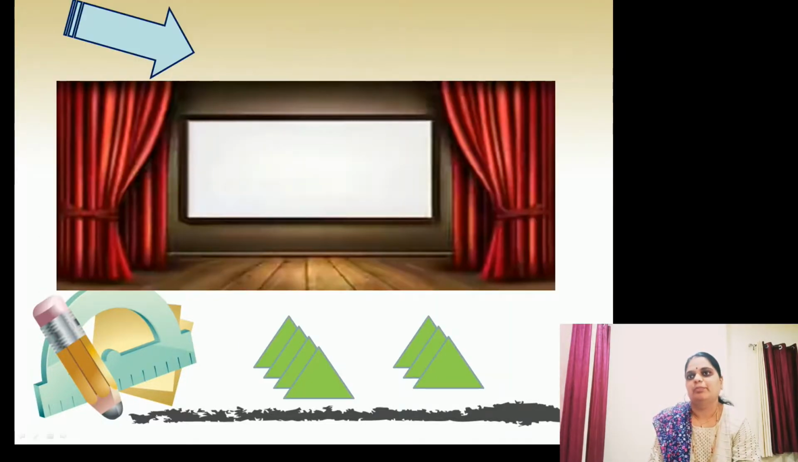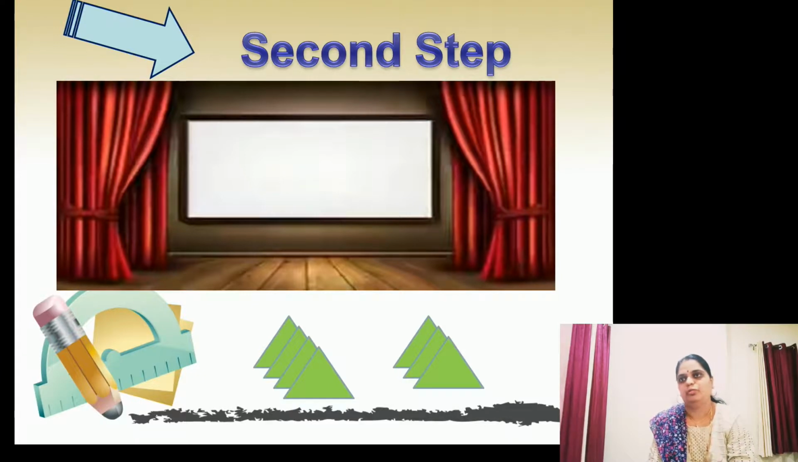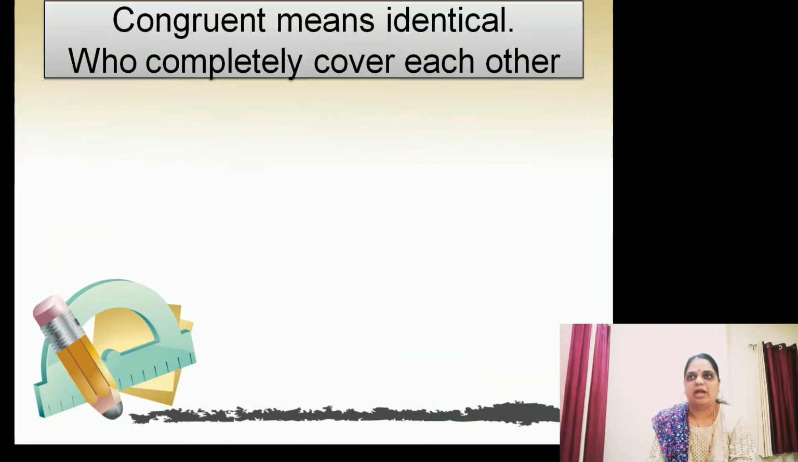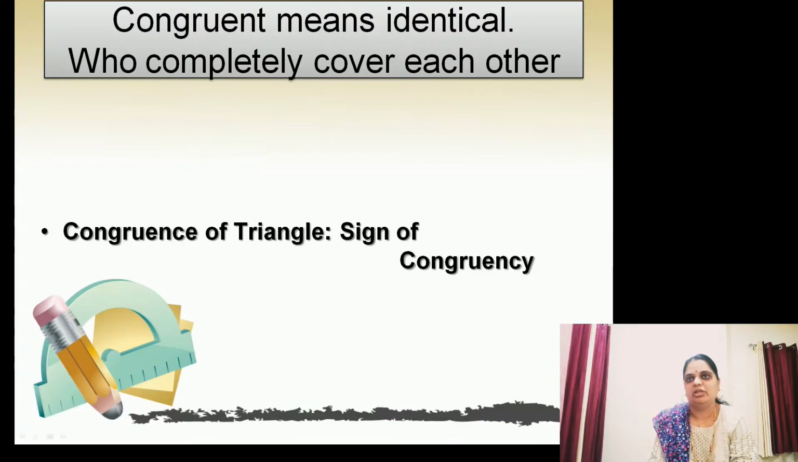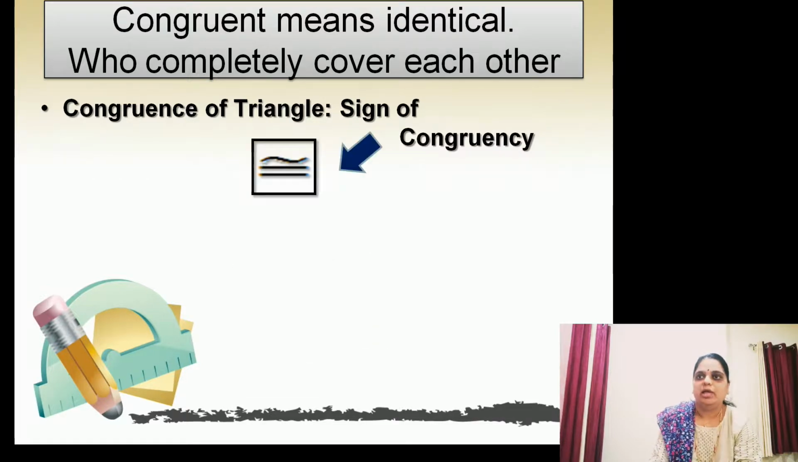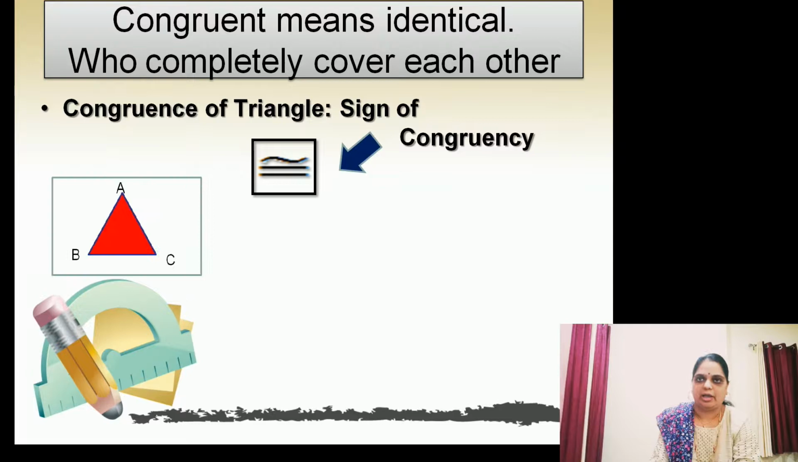Second stage is define and prove. Congruent means identical, completely covering each other. Congruence of triangles. Here we see the sign of congruency, that is an equal to sign, and there is one curved S shape. Here triangle ABC, triangle PQR, triangle XYZ.